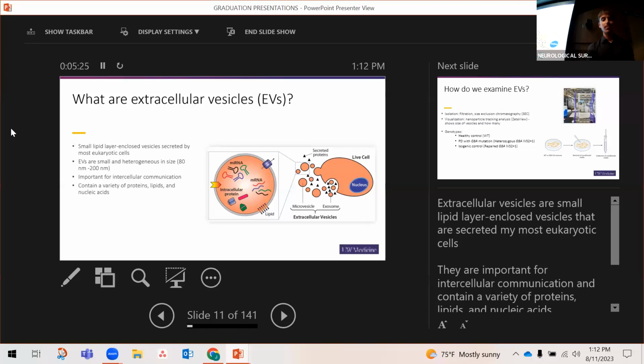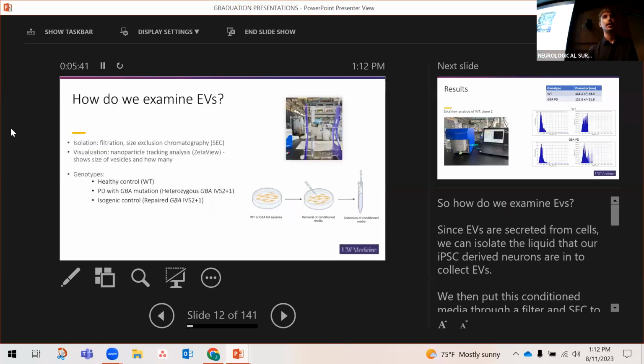Okay, so extracellular vesicles are secreted by all types of cells, and they're very important for intracellular communication. In addition, they're hypothesized to be the main spreader of protein aggregates throughout the brain. So in order to study extracellular vesicles, we have cell cultures of neurons from a healthy control, a Parkinson's patient that is age and sex matched with the GBA mutation, as well as an isogenic control line where this GBA mutation is repaired through the CRISPR-Cas9 system.